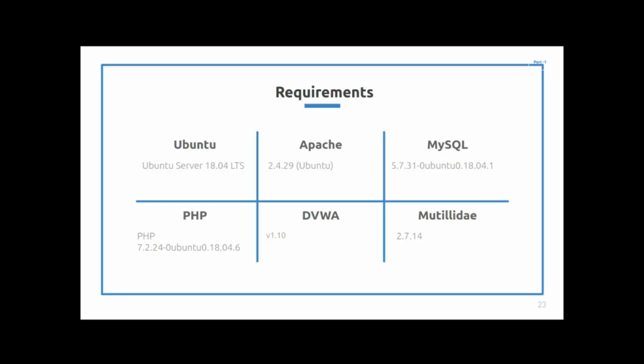So these are the requirements for this lab. The Ubuntu instance is version 18.04. The Apache in the LAMP stack is 2.4.29. The MySQL is 5.7.31. The PHP is 7.2.24. And the DVWA, which is the lab portion, is 1.1. And Mutillidae, which is another vulnerable lab, is 2.7.14.